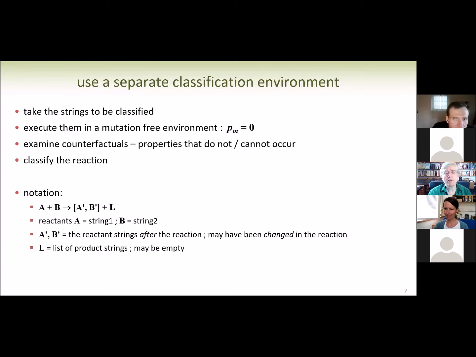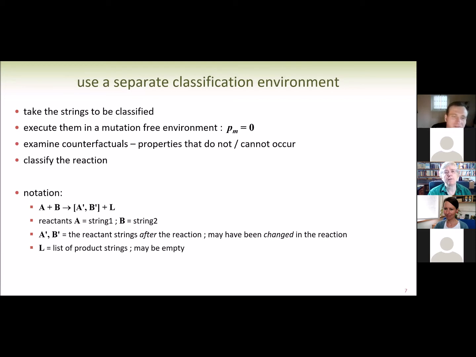So what we do is we take the strings out of the run environment and put them in a separate classification environment in order to study them and see what they're doing. And in this classification environment, the mutation probability is 0. So we can say what would happen in an ideal environment, not simply what happens because of chance mutation. And this environment also allows us to examine counterfactuals. We can test whether or not a particular thing can occur by trying to force it to occur and see whether it does. And this allows us to classify the reactions.